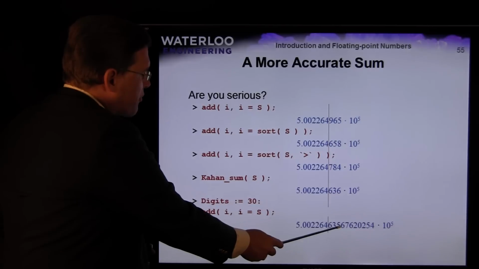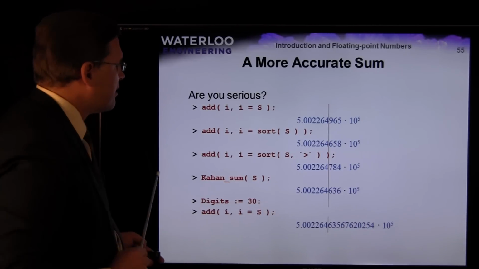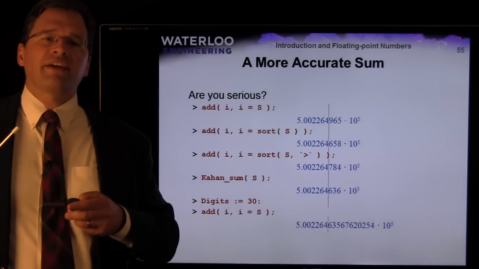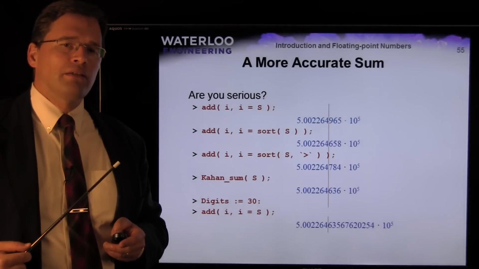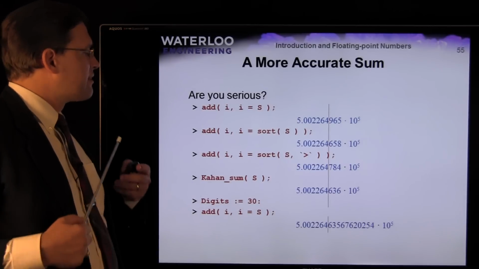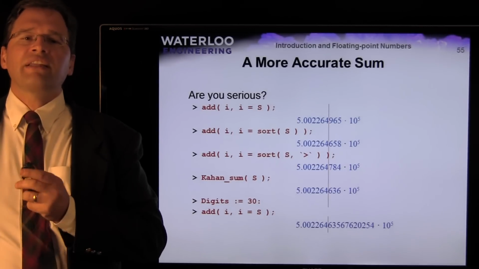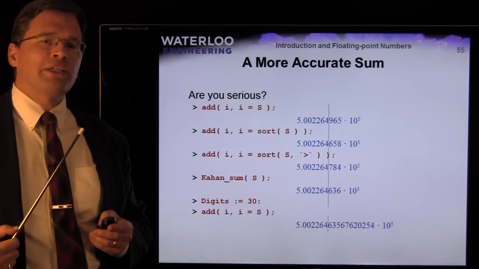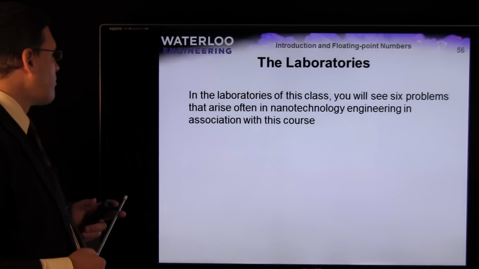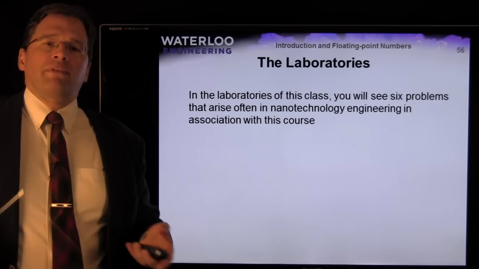Well, 6356, when rounded to 10 digits, gives you the sum that the Kahan algorithm finds. So the Kahan algorithm does actually give you a significantly better approximation. All right, that's floating point numbers.